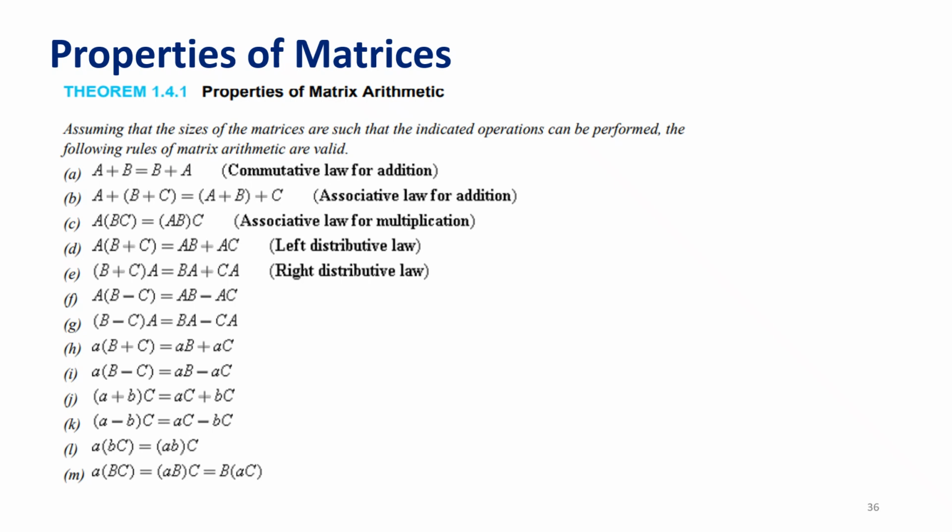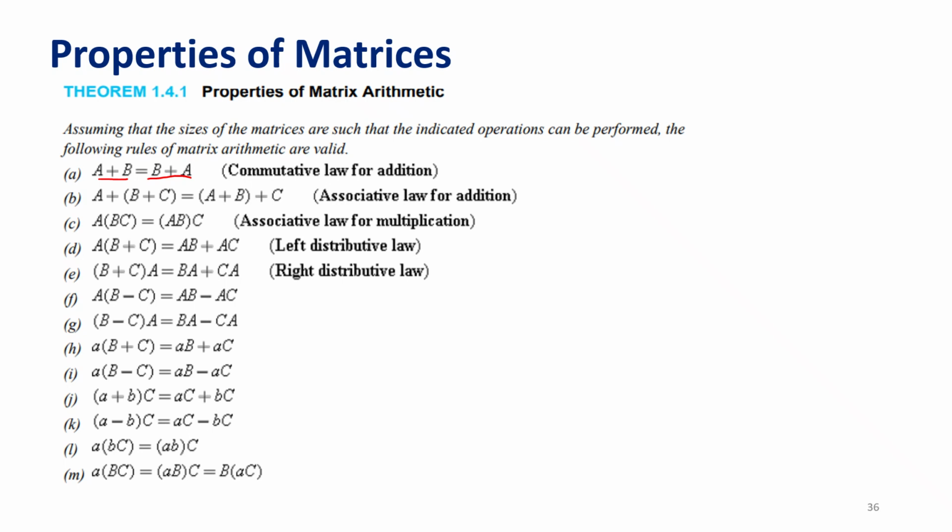Another important thing about matrix operations is to understand the properties of matrix arithmetic. It includes several key rules that become foundational to understanding how matrices behave under various operations. For example, the first one is the commutative law. When you have addition of matrices, A plus B will equal B plus A. What about subtraction? Yes, it is the same.